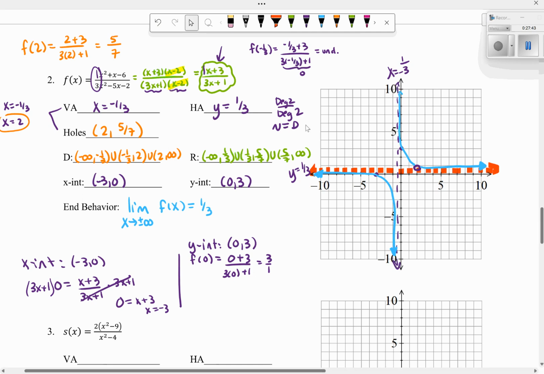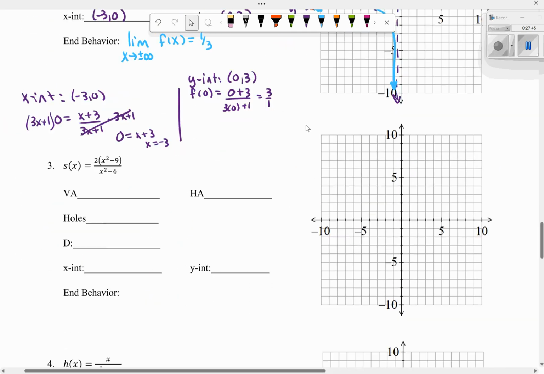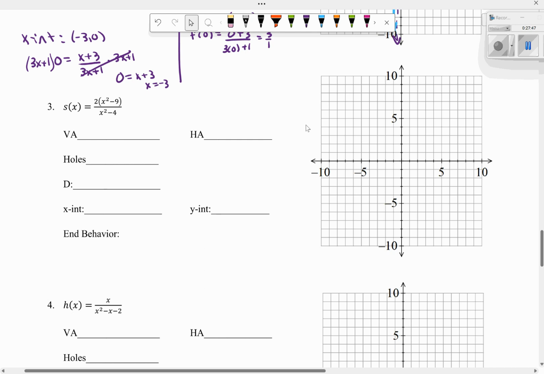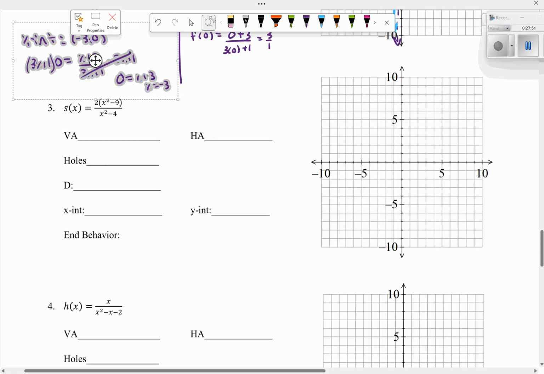All right, let's do the next one. This will be the last one we do for this lesson, and we'll finish the rest tomorrow. Move that out of the way.